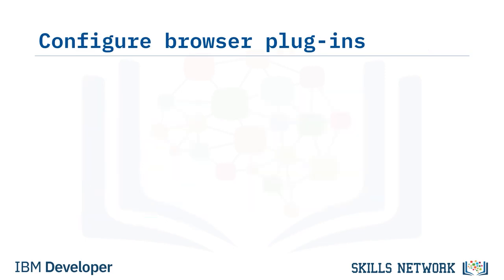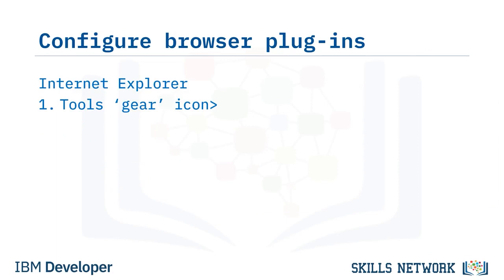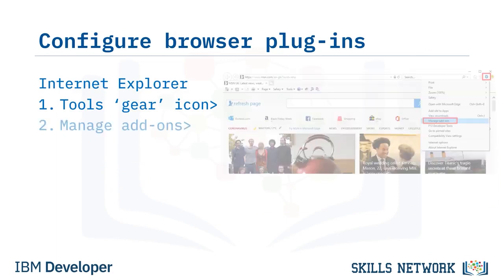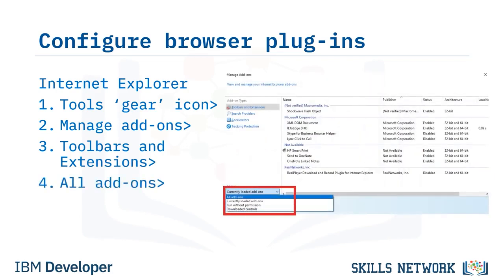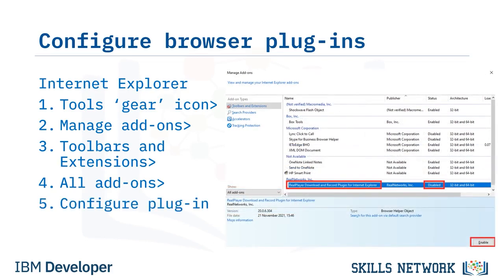To configure browser plugins in Internet Explorer, you open the Tools menu, then select Manage Add-ons. Select Toolbars and Extensions in the left menu, which then displays the installed plugins and extensions. By default, it shows all currently loaded add-ons, but you can change this to display all add-ons instead. Then you can configure an individual plugin, such as enabling or disabling it.